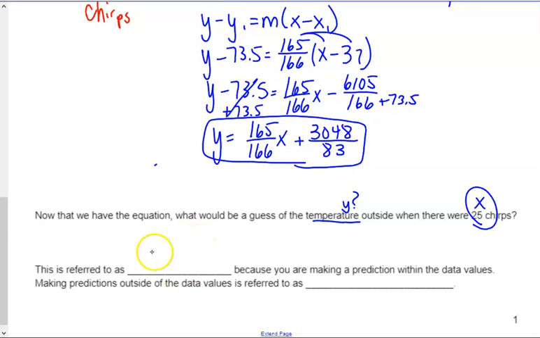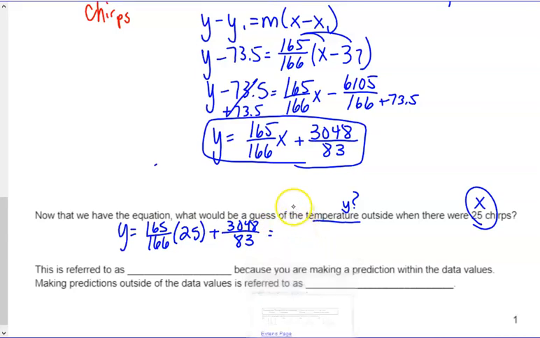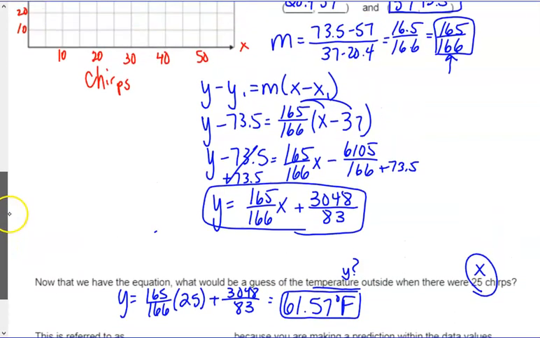And the answer is absolutely. I'm going to plug that x value of 25 right into that equation, and I'm going to multiply 165 over 166 times that 25, and then add on to that 3048 over 83. Now again, that's just a calculator thing for you. Multiply and then add. I will tell you as the decimal, we get 61.57 degrees Fahrenheit. So that would be the projected temperature from our line of best fit. Just from our eyeball line.